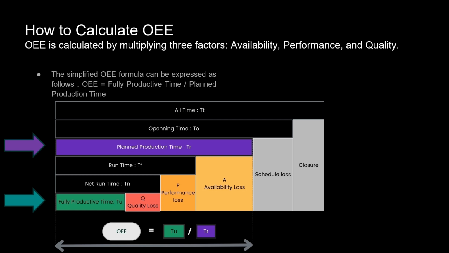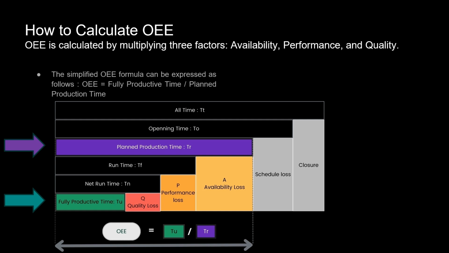When we break it down further, we see different types of time. All time, this is the total time your facility is capable of operating. Opening time, the portion of all time during which the plant is open. Planned production time, here, we exclude any periods when production isn't scheduled, such as weekends or planned maintenance.